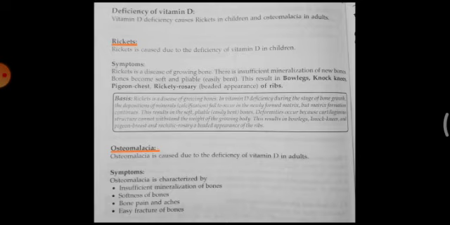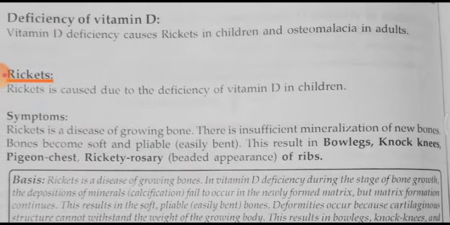Next is the deficiency of vitamin D. Vitamin D deficiency causes rickets in children and osteomalacia in adults. If vitamin D is taken in less quantity than prescribed in the RDA, it causes a deficiency. The deficiency is different in different age groups. For example, rickets in children, whereas osteomalacia in adults. Rickets is caused due to deficiency of vitamin D in children.